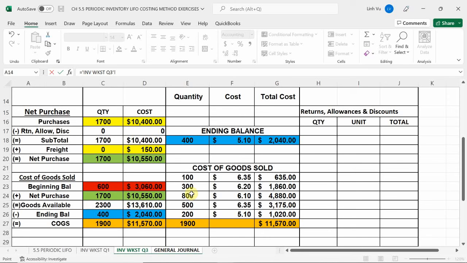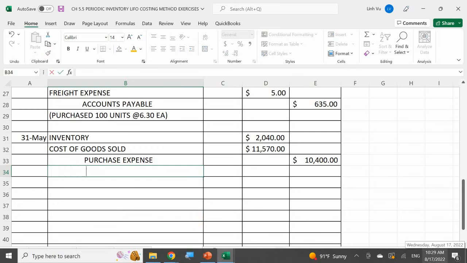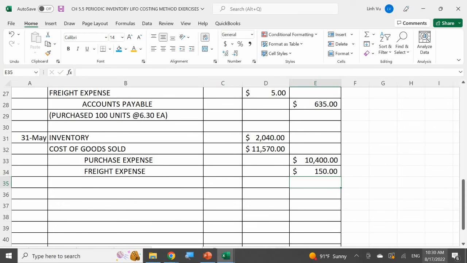What was the total amount of my purchases? 10,550. That includes freight. We have a separate 10,400. Good. We're going to end up separating the freight anyway. So in this case, we need to also recognize that we had freight, which was that 150, right? Okay.